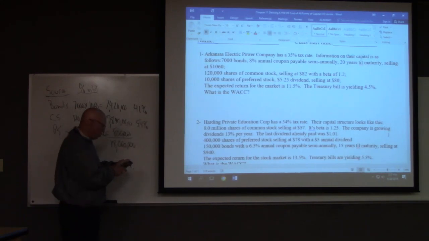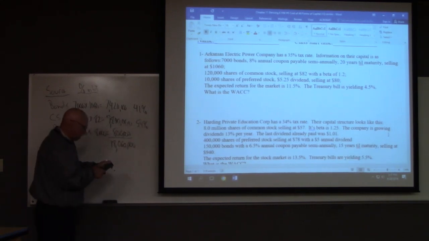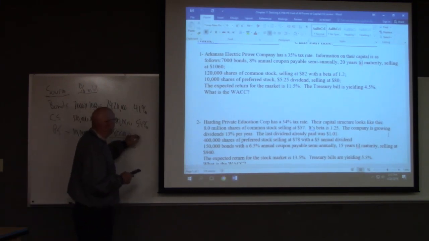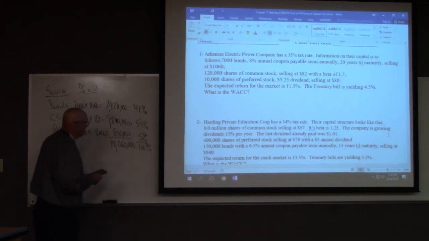And we divide 800,000 into 18,060,123, and we get 4.4%. 41 and 54 is 95, so we'll round it up and call it 5% because this has got to equal 100%. Both of these are below rounding up, so we'll just round up here. All right, so we got 41%, 54%, and 5%.